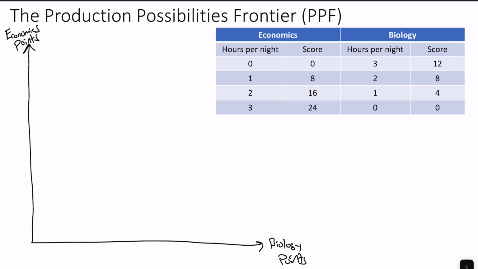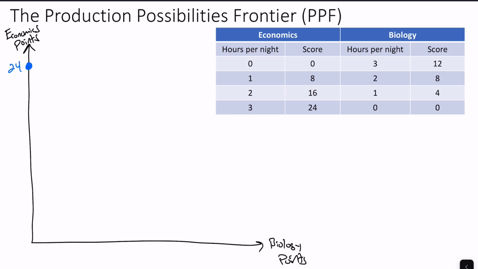So let's start with one extreme, this bottom extreme down here, where we're spending all of our time on economics and 0 time on biology. If we do that, we spend all 3 hours on economics, with 24 economics points and 0 biology points. And so we can put a dot way up here for 24 economics points and 0 biology points, because we're on that line where x equals 0 right there.